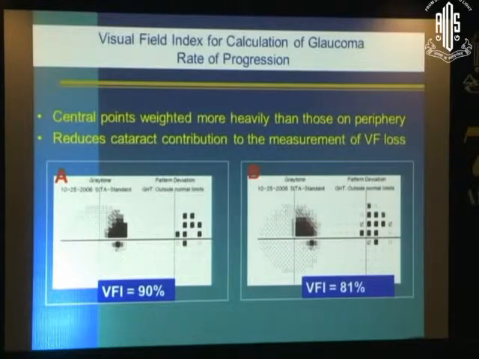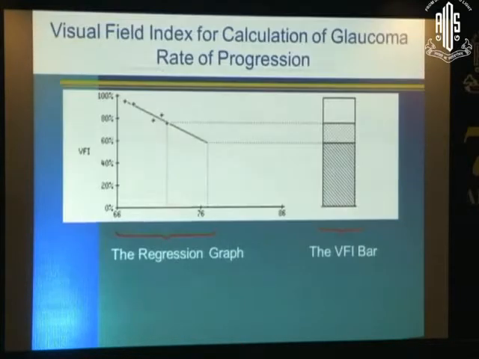It is supposed to reduce the cataract contribution to the measurement of the visual field loss. And it gives a VFI index of 90% and 81%. So it is easy for you to use this information even to explain to the patient what is happening in the eye. It also gives a visual field index for calculation of glaucoma rate of progression. It gives a regression graph here, and it gives a VFI bar on the right side.